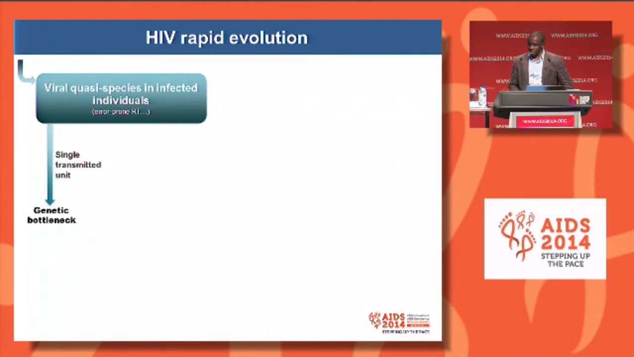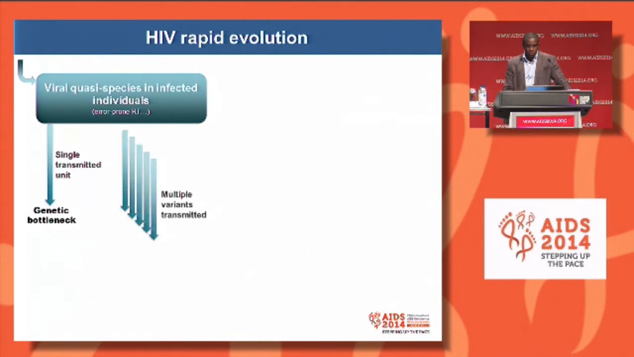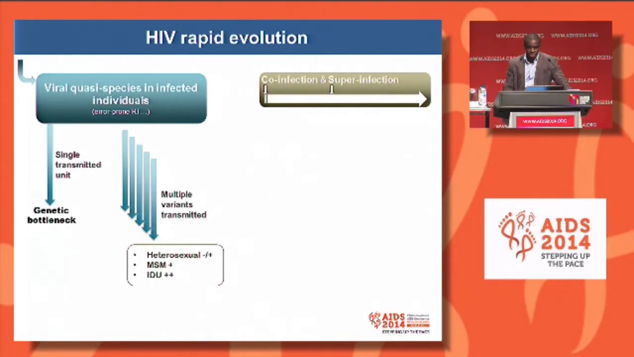During the transmission, generally it's a single unit that is transmitted to the new host, and that generates a genetic bottleneck, which can also shape and define which strain will be transmitted. But in a few cases, there can be multiple variants transmitted, and that can depend on the transmission route. The chance of having multiple variants transmitted increases as we move from heterosexual to MSM or to injection drug users. In addition to that, other mechanisms such as co-infection or superinfection play a key role in designing the mosaic strains that we know today, including CRFs and URFs.